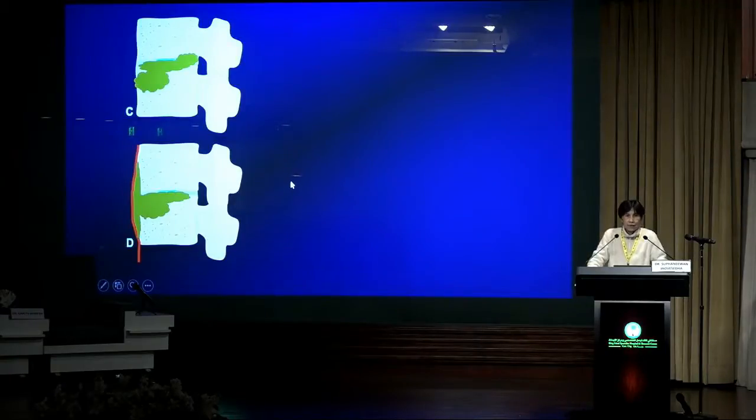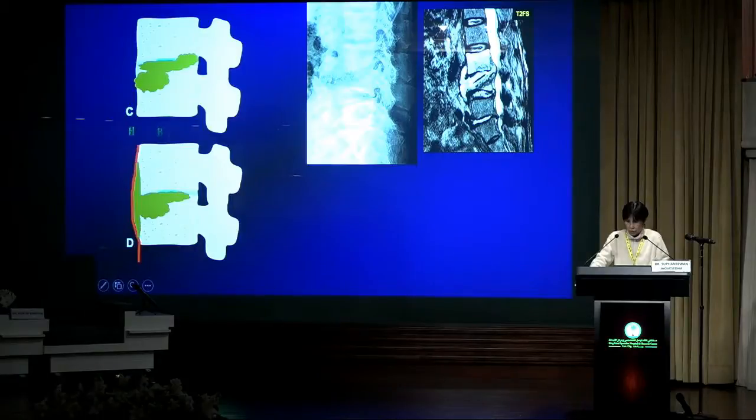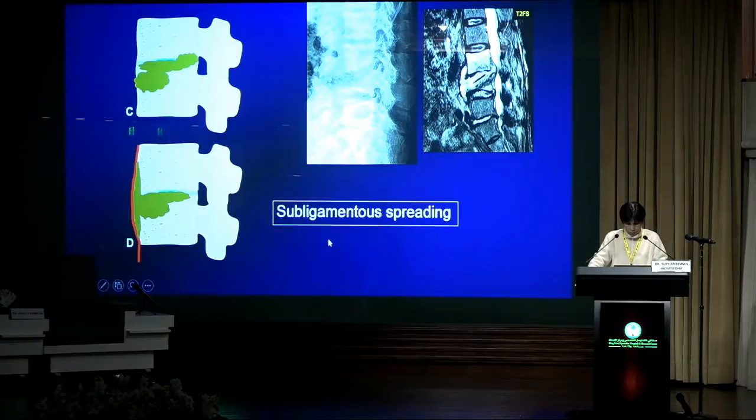If the patient is left untreated or treated incorrectly, infection will progress in 2 ways. The first way is crossing the disc and involving the adjacent vertebral body. You can see bone destruction here, obliteration of the disc space, and involvement of the upper level. MR imaging confirmed the radiographic finding. The second way is to extend under the anterior longitudinal ligament, which is called subligamentous spreading, which you can see here as well.